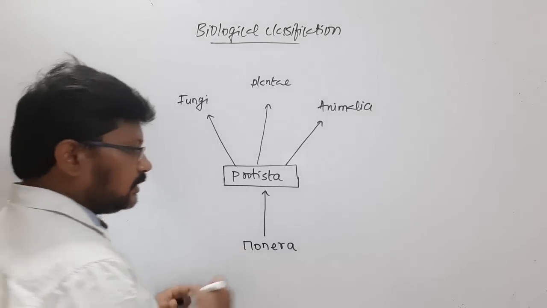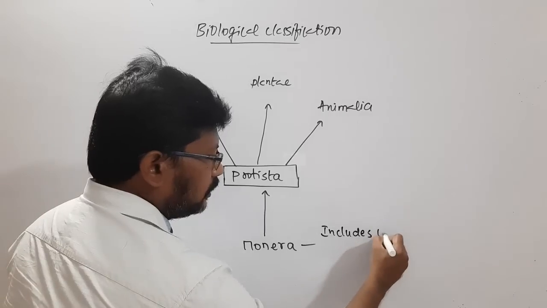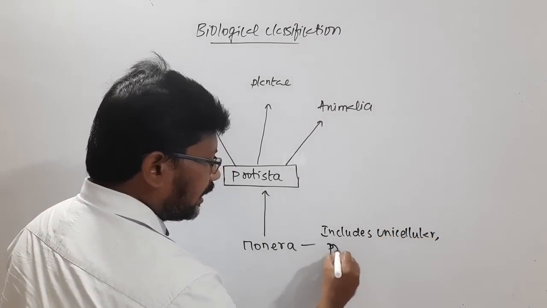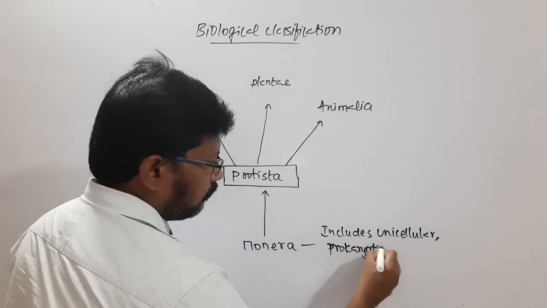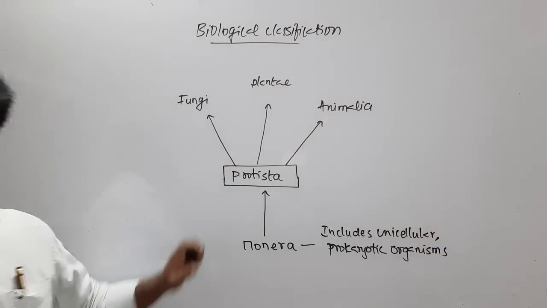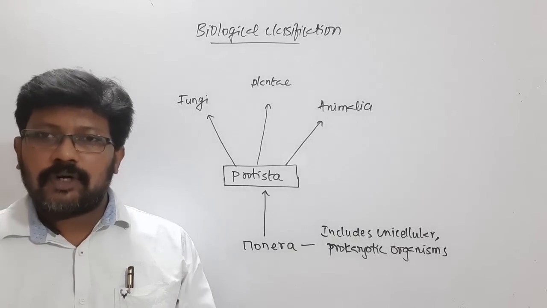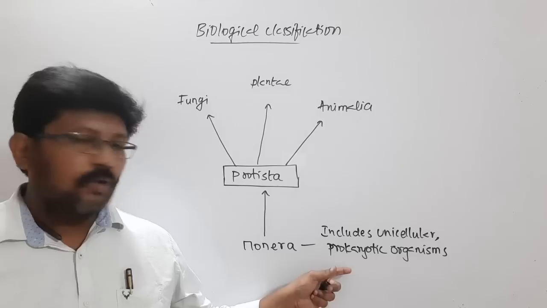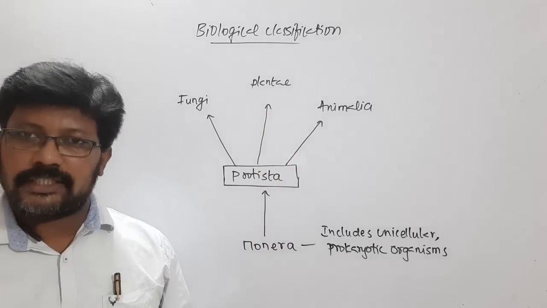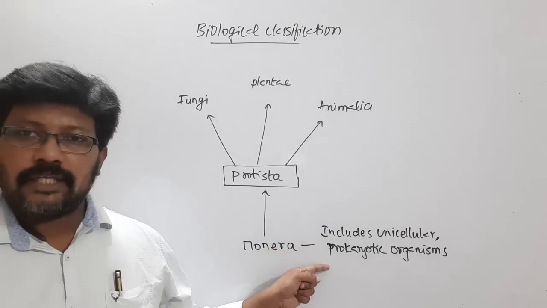Now these Monerans include unicellular prokaryotic organisms. Out of all the five kingdoms, Monera is the only kingdom that includes prokaryotic organisms. No other kingdom includes prokaryotic organisms. So Monera includes unicellular prokaryotic organisms.